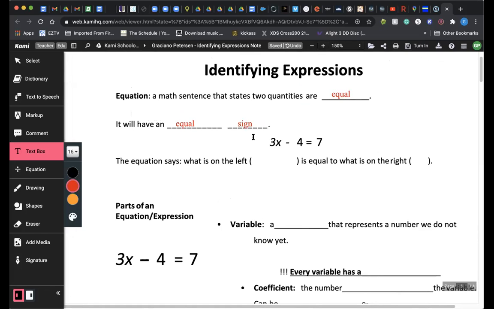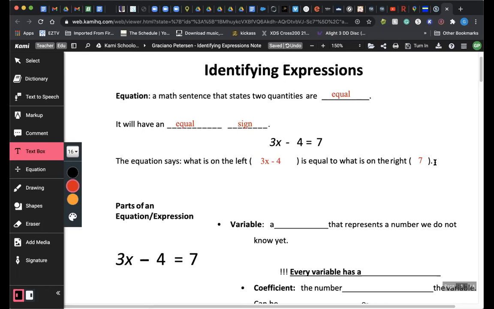All right, so in this example here, it says that 3x minus 4 is equal to 7. So what it's saying to me is that what is on the left, which is 3x minus 4, is equal to what's on the right, which is 7. You have to remember that this is what every equation in math is telling you. It has that equal sign because it's trying to tell you that whatever is on the left is equal to what you have on the right.